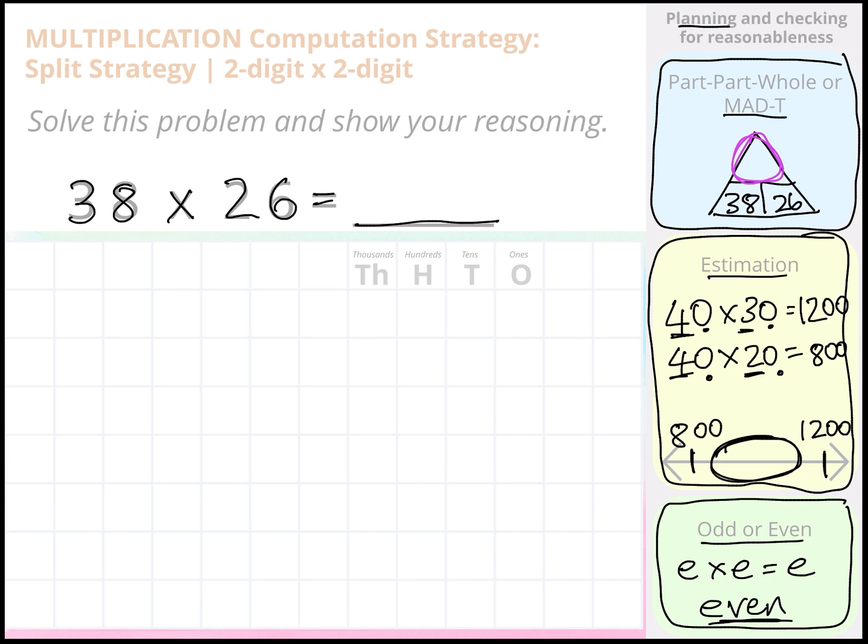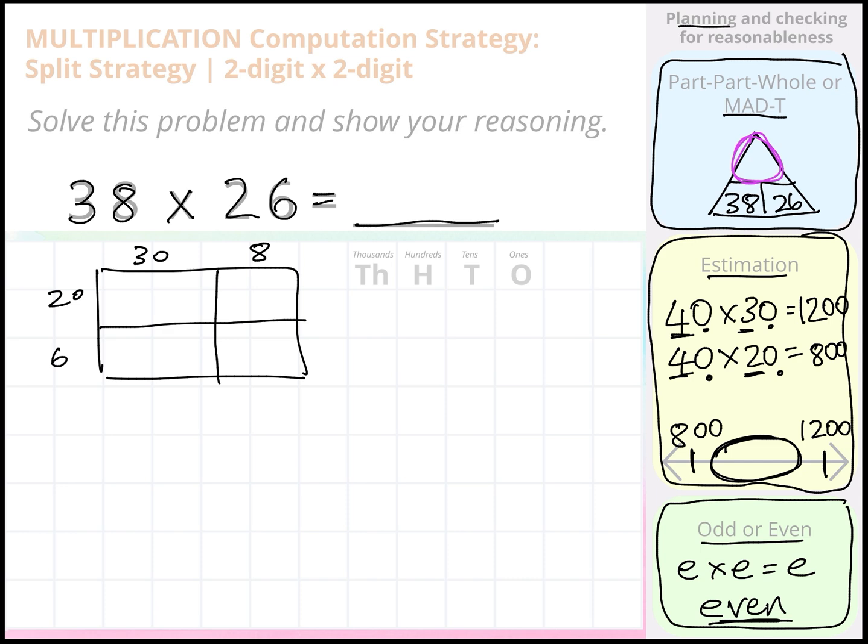Now, in the past, if we did this one with the area model, it would have looked like this. 30 plus 8 and 20 plus 6, and we would have divided it up like this. We would have done 30 times 20, 30 times 6, 20 times 8, and 8 times 6.